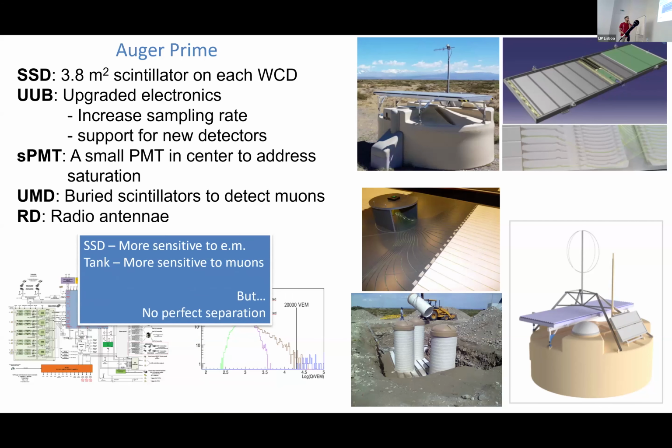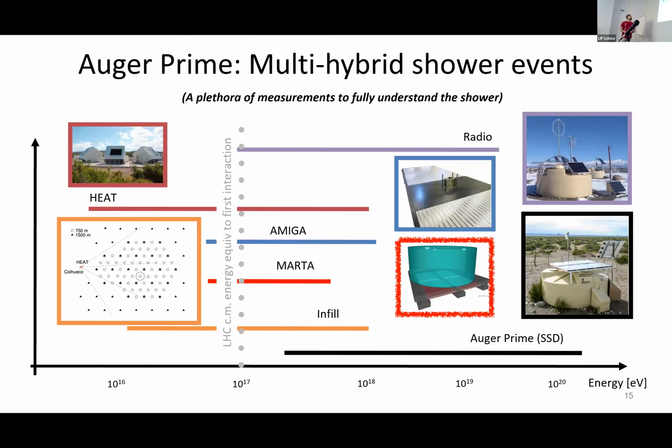a lot of uptime. So main idea, the SSD is more sensitive to the electromagnetic part, just because the electromagnetic part of the shower is more abundant, and so it will count particles, and most of the particles are electromagnetic. The tank is more sensitive to muons, because muons in the tank give more signal than electromagnetic parts that die in the top layer of the water. But there is no perfect separation.